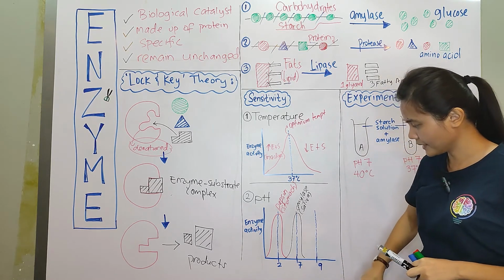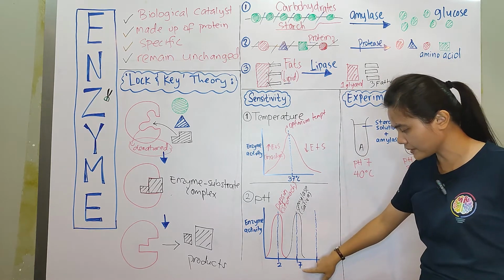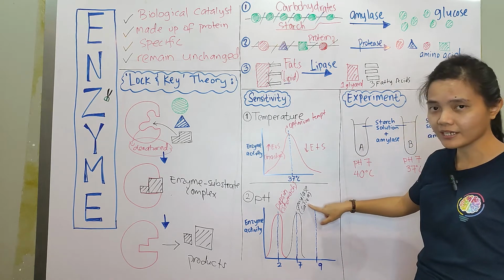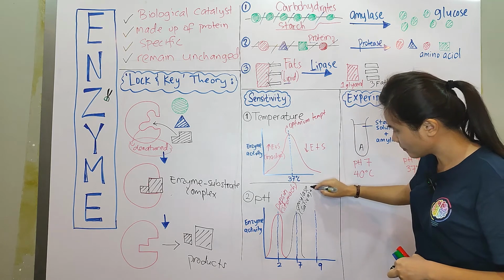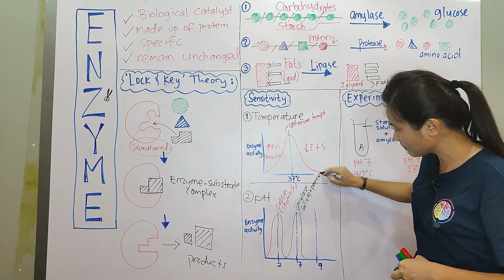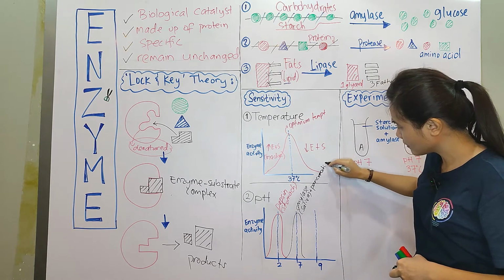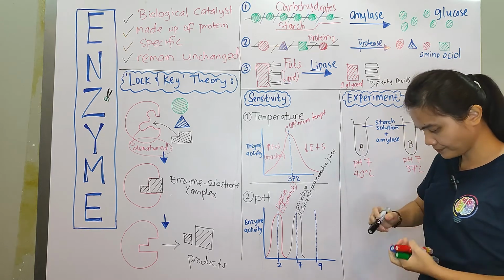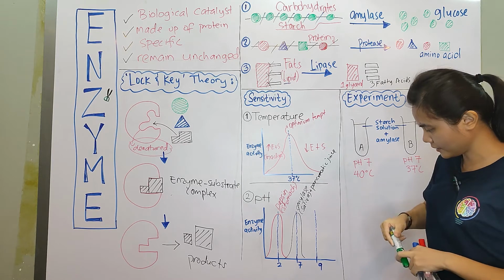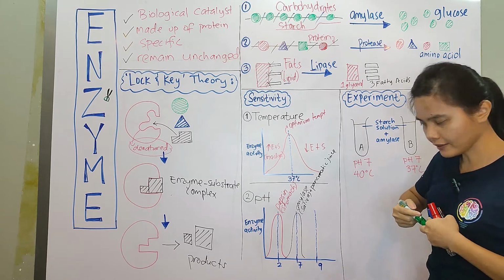So that is pH 7. Amylase works at pH 7 and can be found in your saliva or your pancreatic juice. So just right here, plus pancreatic juice. Next one, green. pH 9, that is a bit alkaline.